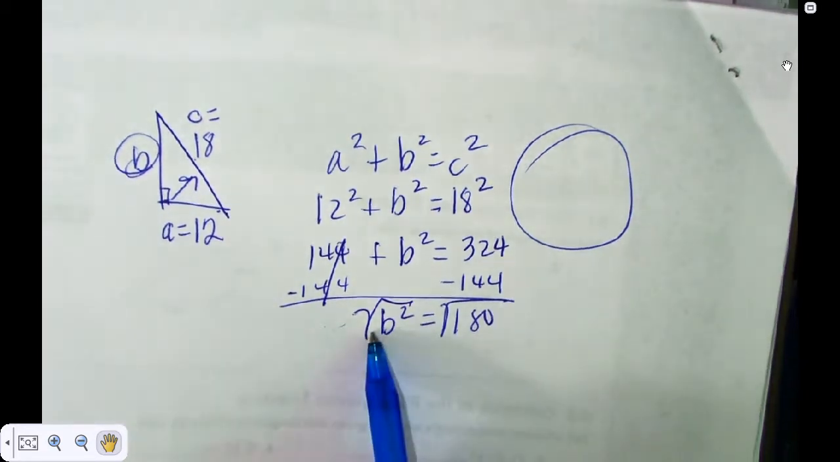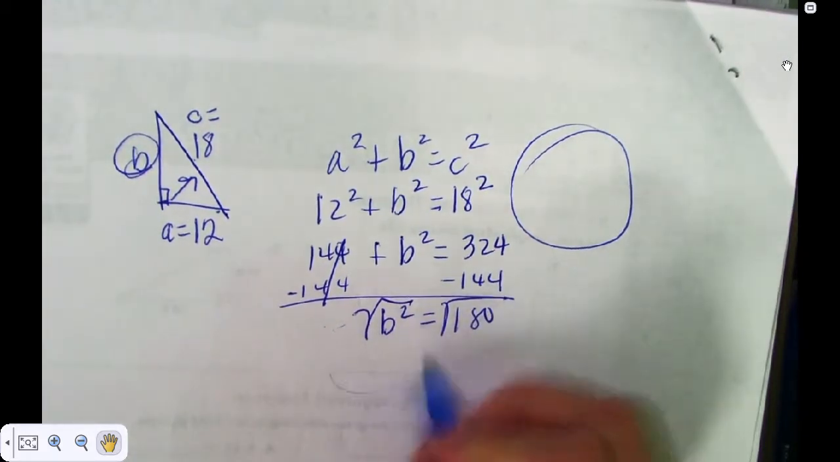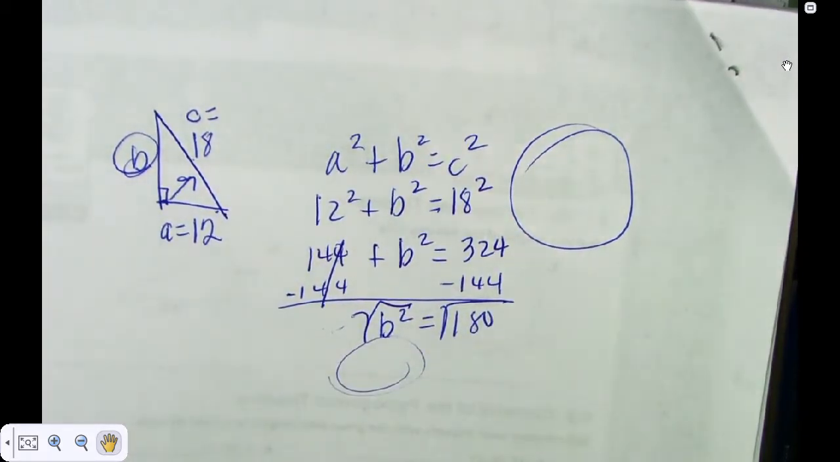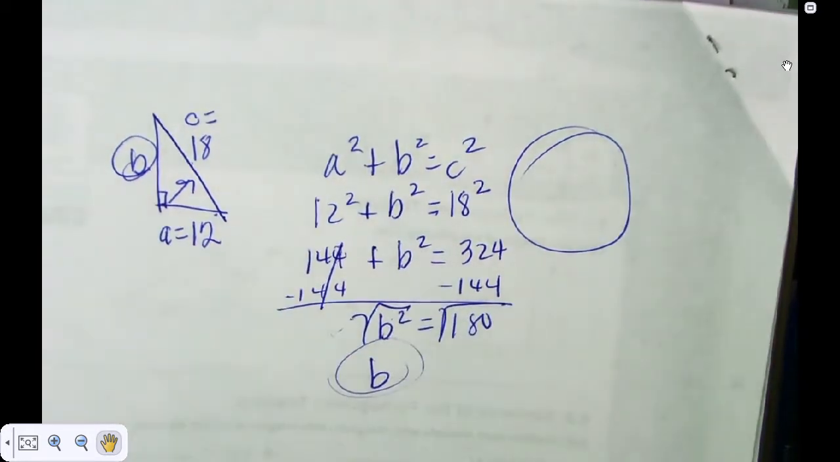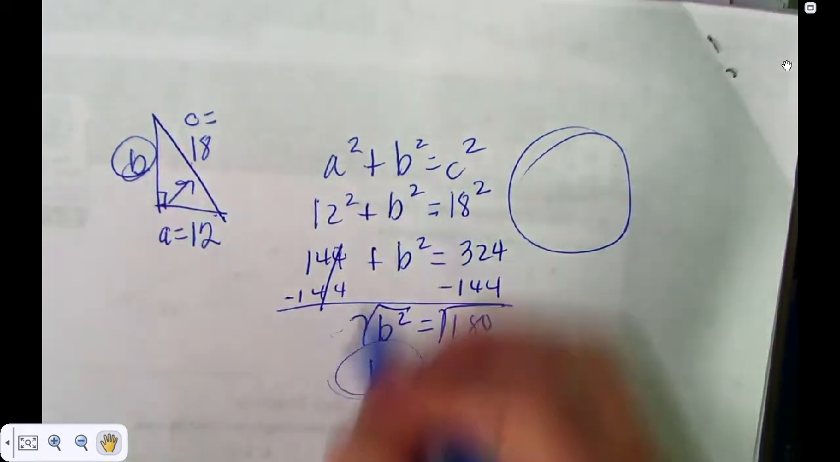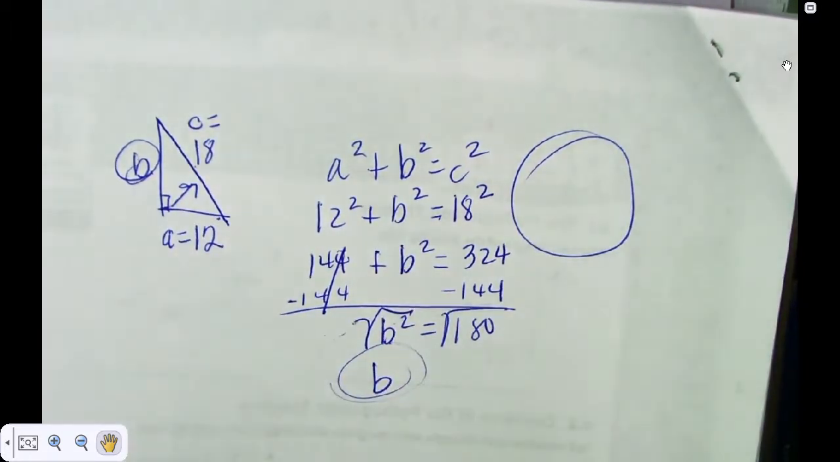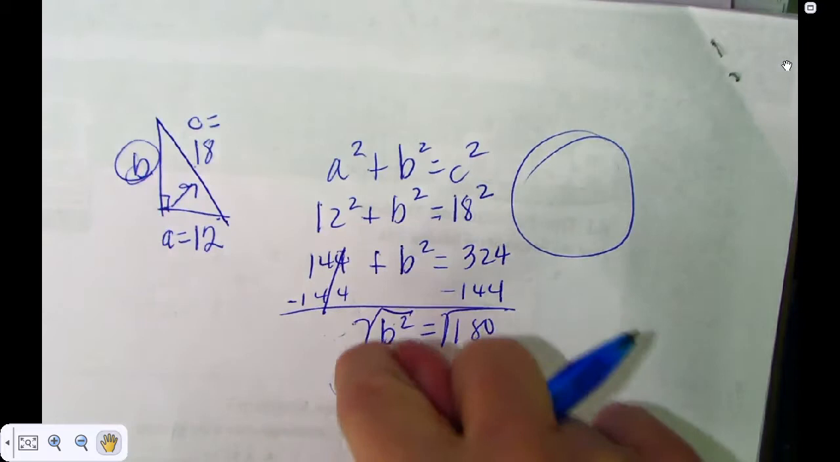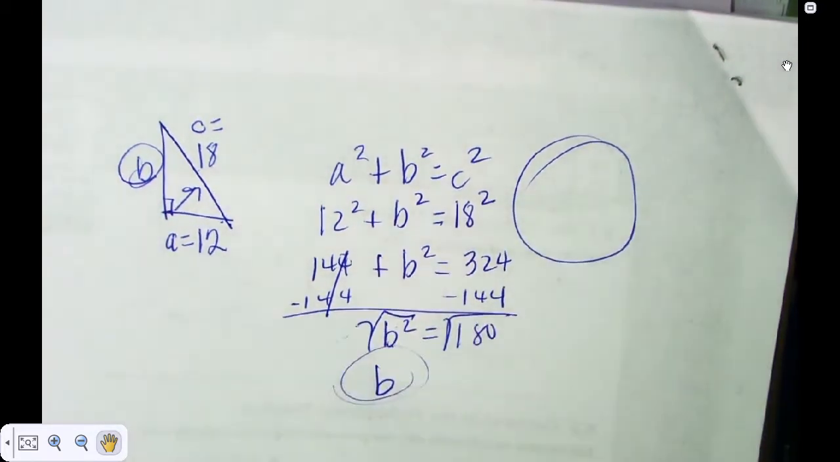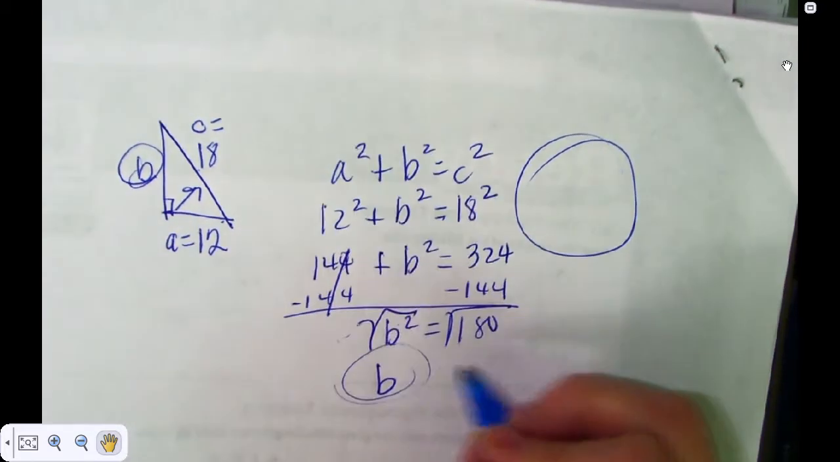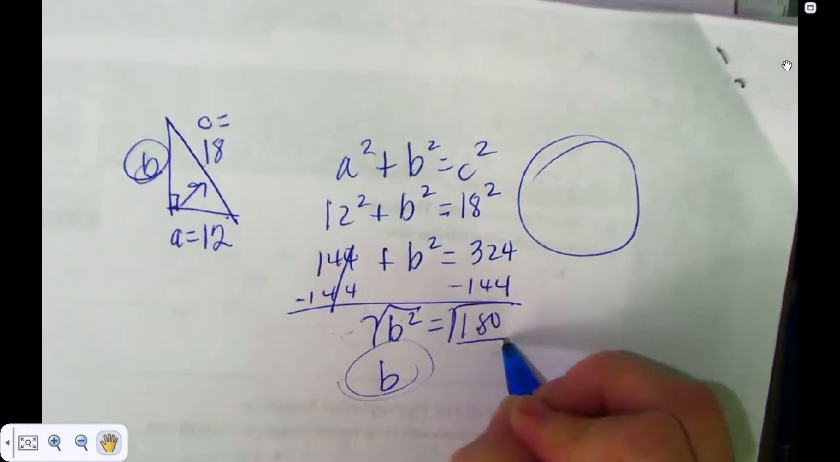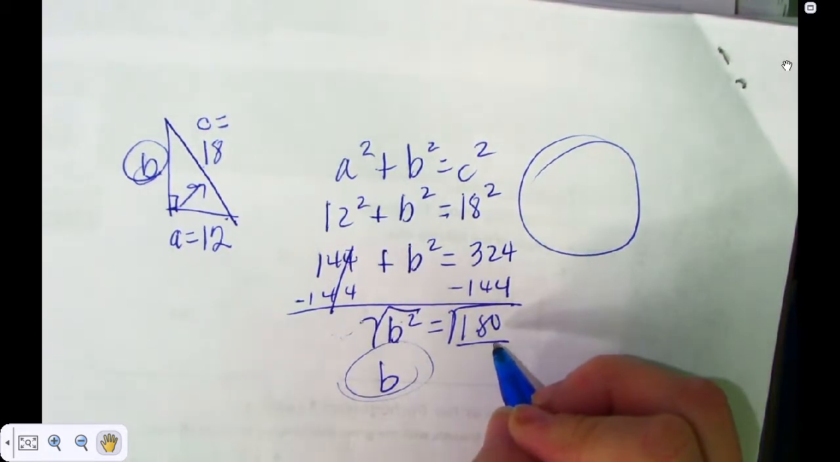The square root of B squared is not a number, and if you put a number under there, I'm counting off. The square root of B squared is B, not a number. It's not important here, but it's important when you start solving inequalities. Super important, major important. Now, is 180 a perfect square? What is the square root of 180?